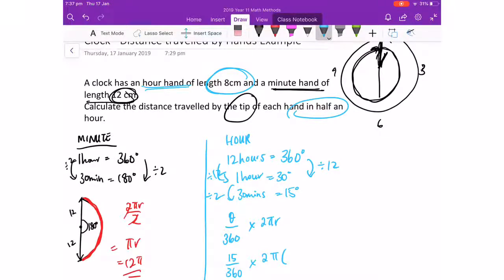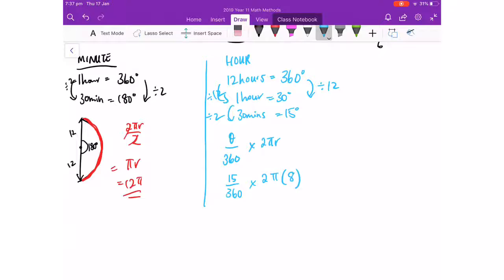So that's the hour hand. So my hour hand radius is 8. I'm going to simplify this down a little bit more. So 15 divided by 360, that can go both into 5 and also 15 as well. So that can be simplified down to 1 over 24. Times 8 times 2 is 16 pi. 16 over 24 can definitely be simplified, so that can be divided by 8. So 2 and 3. So that just ends up being 2 over 3 pi. So those are our two answers there.